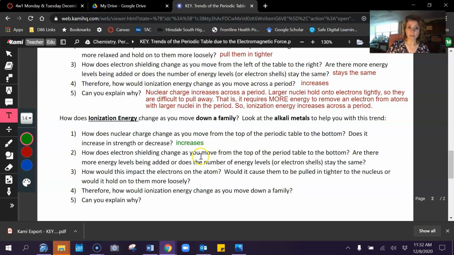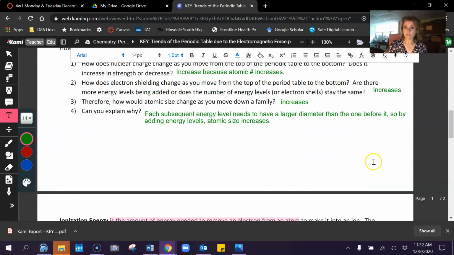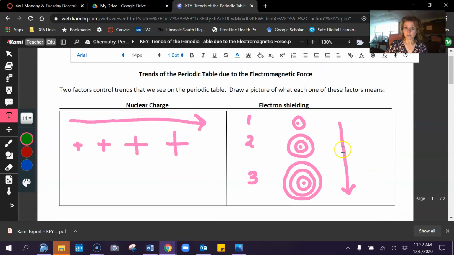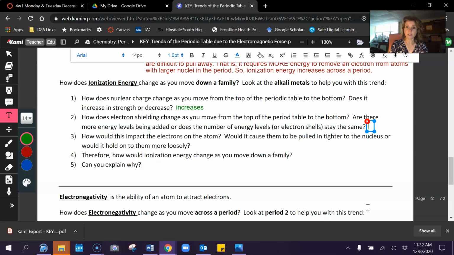Number 2 says, how does electron shielding change as you move from the top of the periodic table to the bottom? Are there more energy levels being added, or does the number of energy levels stay the same? Well, as you saw in the drawing that I did here, as you move from the top of a family down to the bottom, the number of rings is going up. And so shielding goes up. It increases.